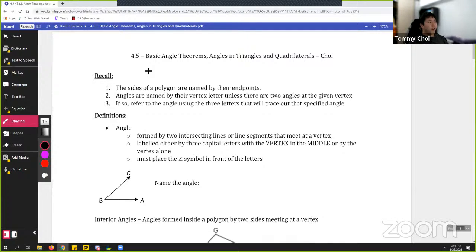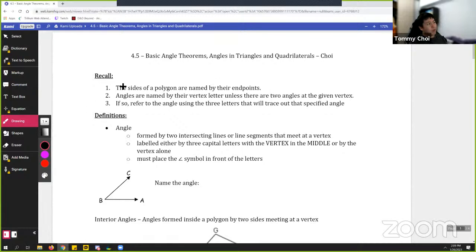So 4.5. We're talking about basic angle theorems, angles in triangles and quadrilaterals. Some of these you've heard from middle school as well, right? Previous grades. So we're just kind of reviewing. This whole lesson is pretty much review of almost everything that has to do with angles, and then we'll jump into new stuff in a bit.